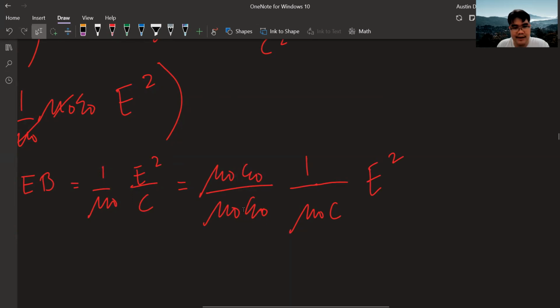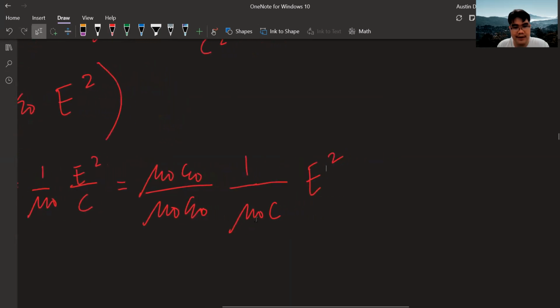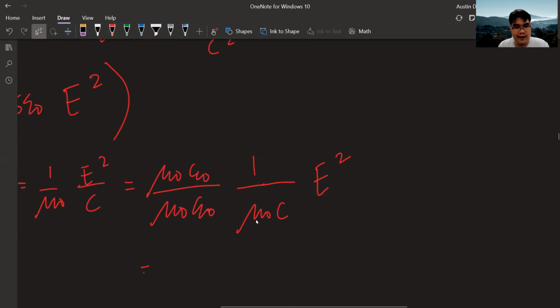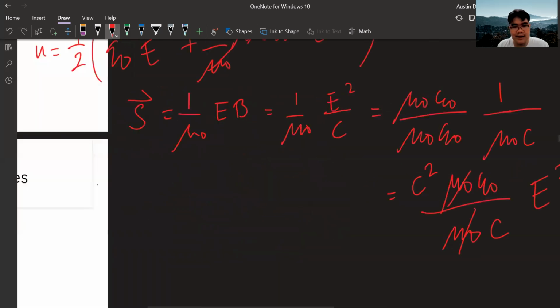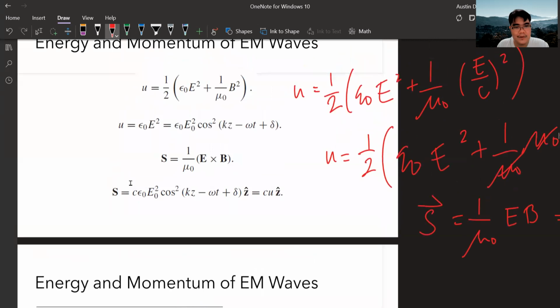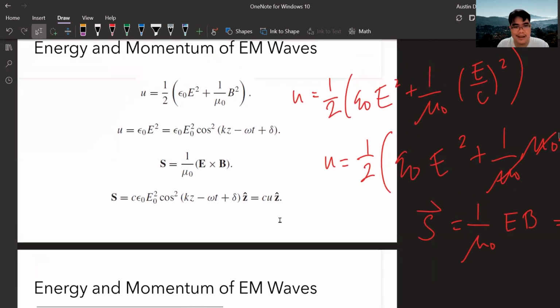This 1 over mu naught epsilon naught is C squared. So we have C squared, mu naught, epsilon naught, all over mu naught, C, epsilon, E squared. Okay? So mu cancels out. Then C cancels out. Then we have C epsilon naught E squared. Okay, so that is your Poynting vector, which points in the direction of the propagation.